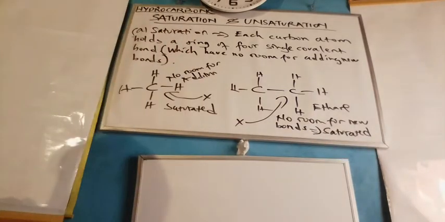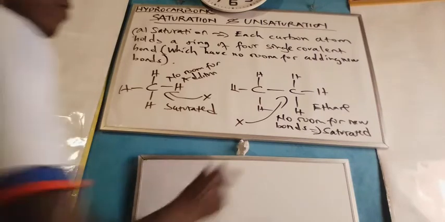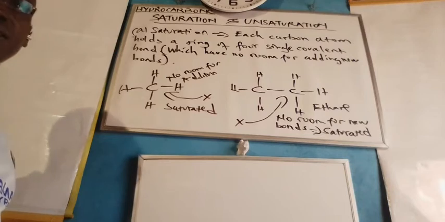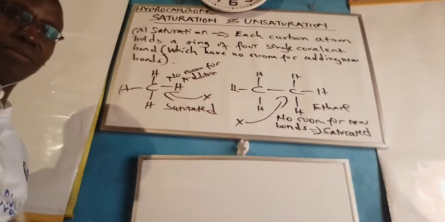And we are going to see in the next clip that when a molecule is saturated, the only type of reaction it can undergo is substitution, simply because there is no room for addition. So the only option is for it to replace any one of its hydrogens through the process of substitution.